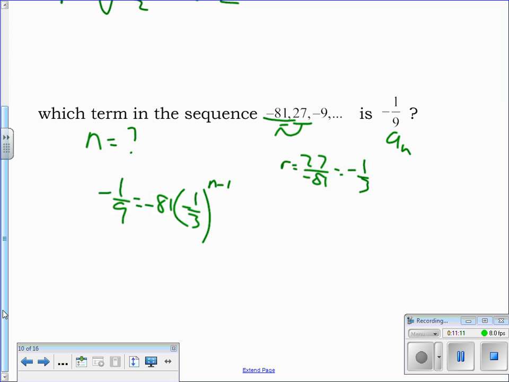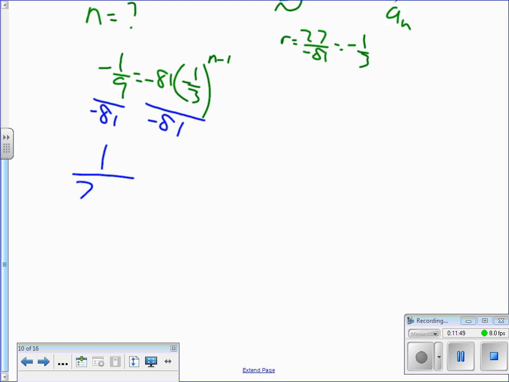Now solve for the exponent. Here's what you do. Your first step: divide both sides by negative 81. That's all I have to do. Type in the fraction, and you get 1 over 729. So I get 1 over 729 equals negative 1/3 to the n minus 1 power.